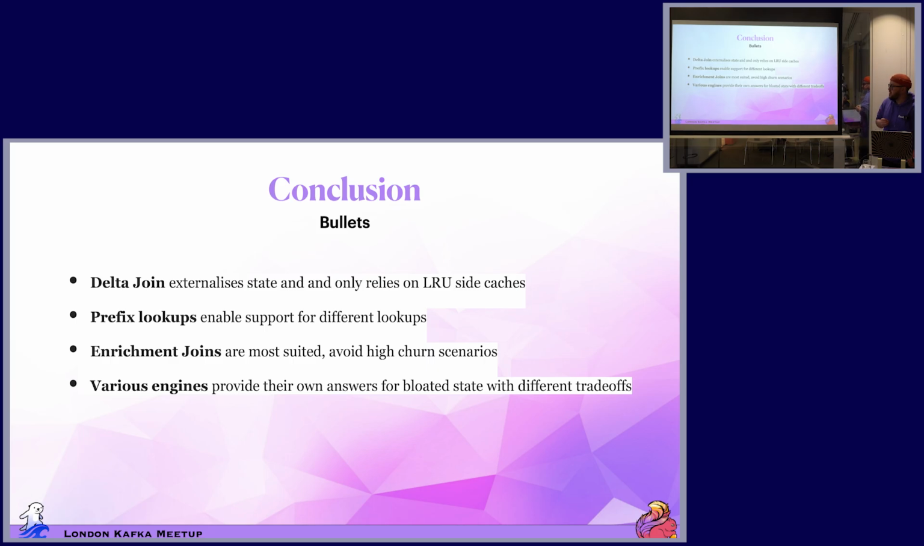And then various engines provide their own answers for bloated state with different trade-offs. Flink Fluss is like a native Flink answer to externalized state. If you want to use RisingWave, the idea is caching as much as you can, all the intermediate caches.